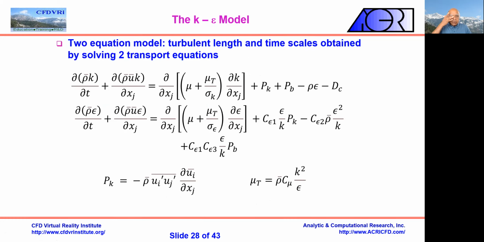Okay, so in the two equation model, the length and time scales are obtained by solving a transport equation. Okay, we are actually solving for a length and a time scale, which is the same as a frequency. So actually, a frequency model would be more useful. But let's say that we can use any second variable, okay, which is convenient to us. So this is what happens.